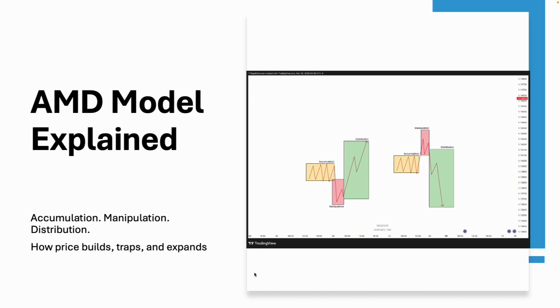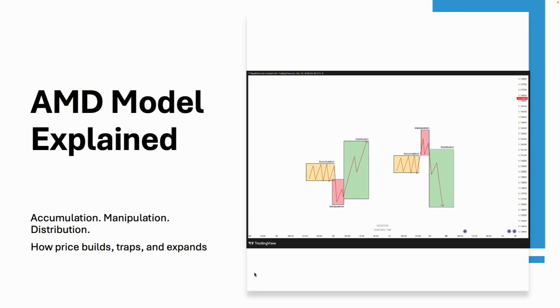In today's video I want to break down one of the most important concepts when it comes to understanding price movement, and that is the AMD model. AMD stands for accumulation, manipulation and distribution. A lot of traders focus too much on entries without really understanding what phase in the market they are in, and that's exactly why they get trapped.